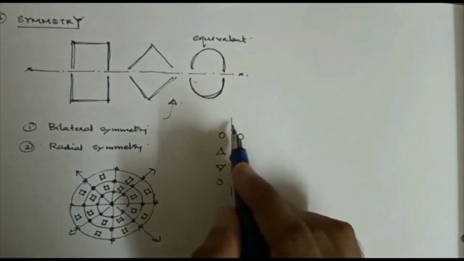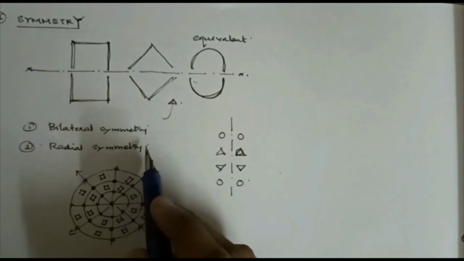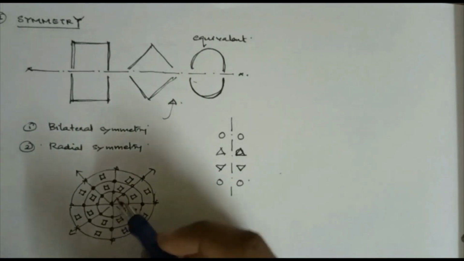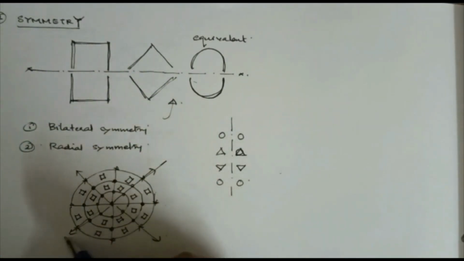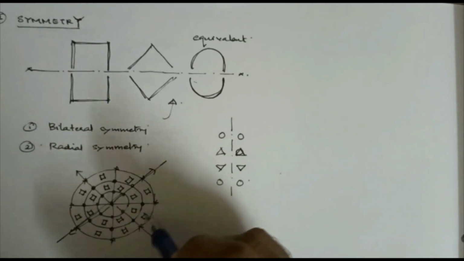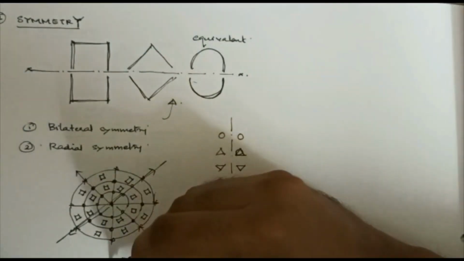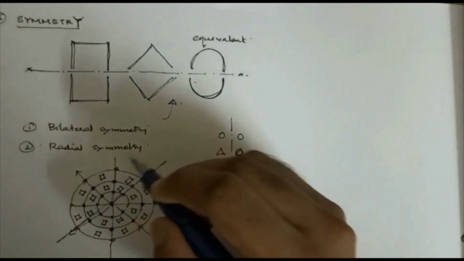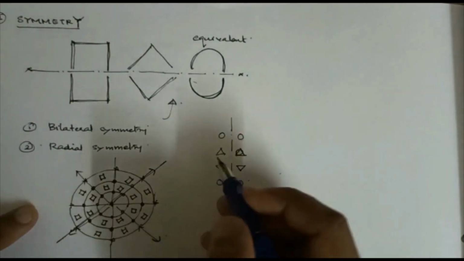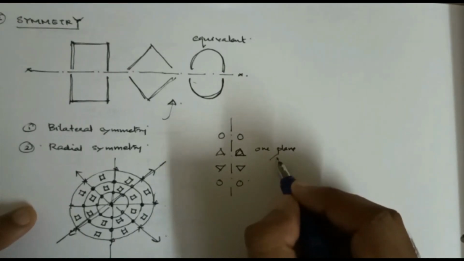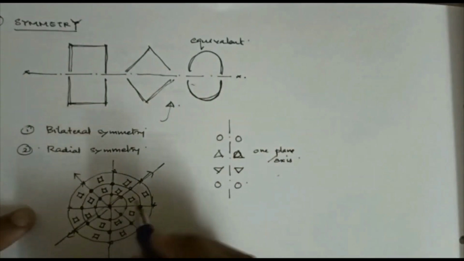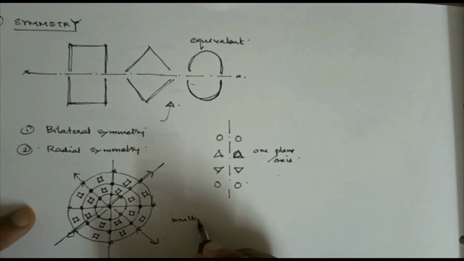So there will be only one plane. Whereas in radial symmetry, if you consider this composition, there will be multiple axes. Imagine you consider this axis, you can see that this too will be a mirror image. If you consider this axis, again a mirror image. So the main point is that in bilateral symmetry there will be only one plane or axis dividing the composition, whereas here there will be multiple axes.